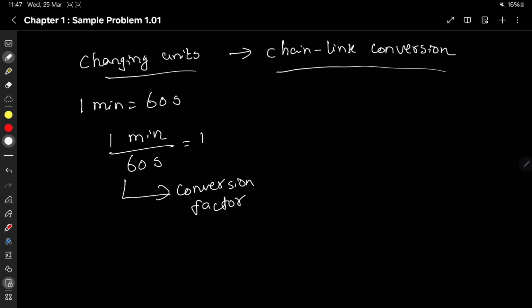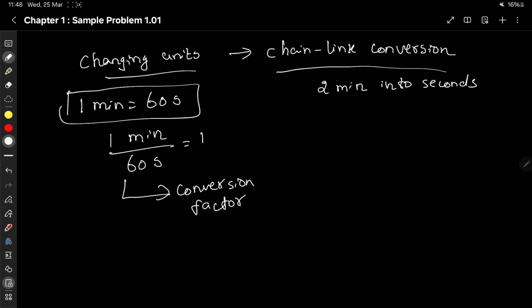Okay, how to apply this? Let's assume you have to convert 2 minutes into seconds. So we already know 1 minute is equal to 60 seconds. So what we will do, we want to get the conversion factor first. So 1 minute is equal to 60 seconds. Now I want to convert this 2 minute into seconds. I want to remove this minute. So for that I need something in denominator which is in minutes, so that I can cancel each other and I can solve the problem. So I should frame my ratio in such a way that 1 is equal to 60 seconds by 1 minute.